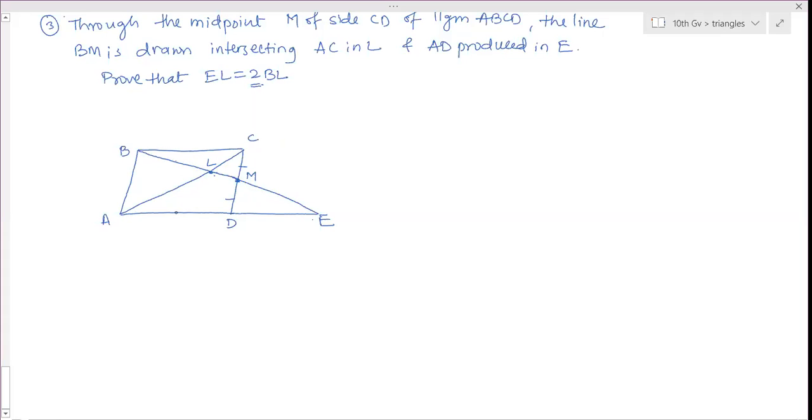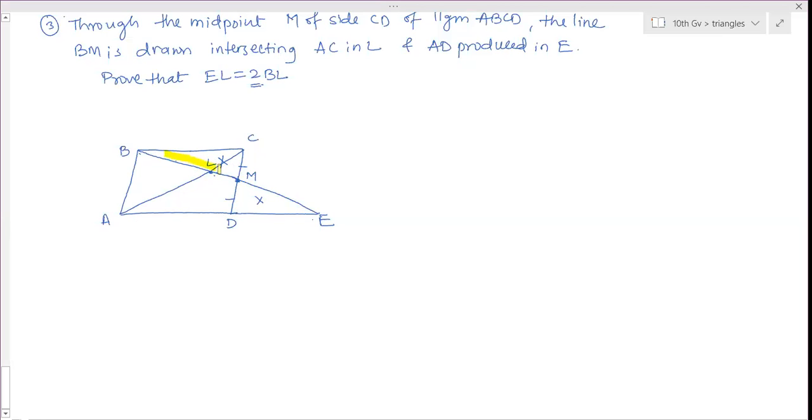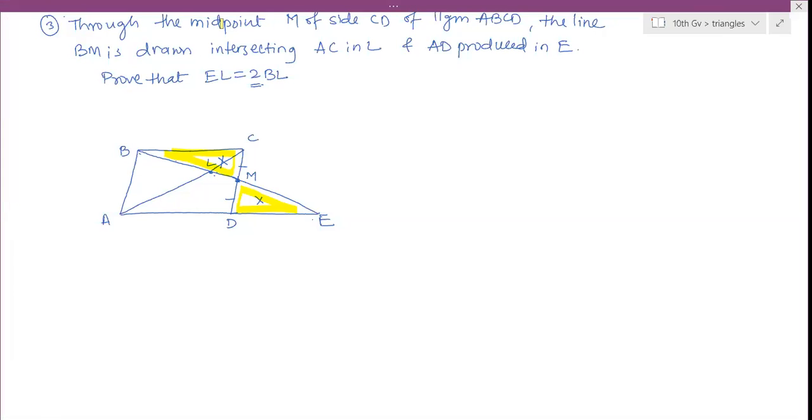We already know BC and AD are equal. To prove AE is double of BC, we need to prove DE and BC equal. Then only we can say that AD plus DE, both are equal to BC, that means these two are equal parts. Fine, listen how to do that one. BMC and EMD, these two triangles, we have to show congruent first. Congruency we have to prove. So that we can show BC and DE equal.